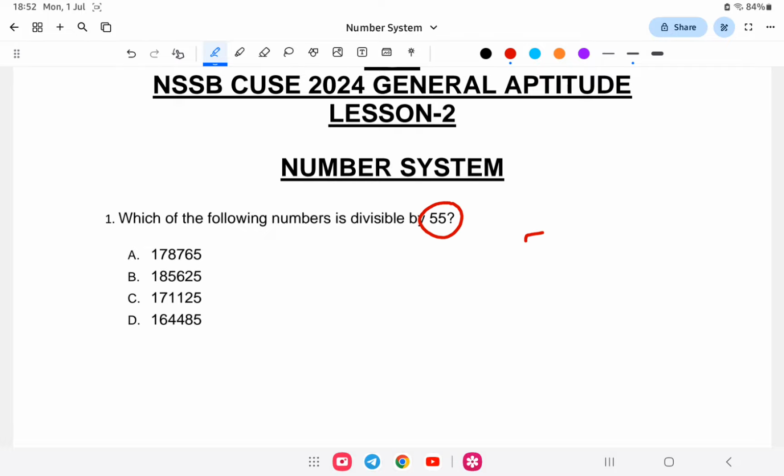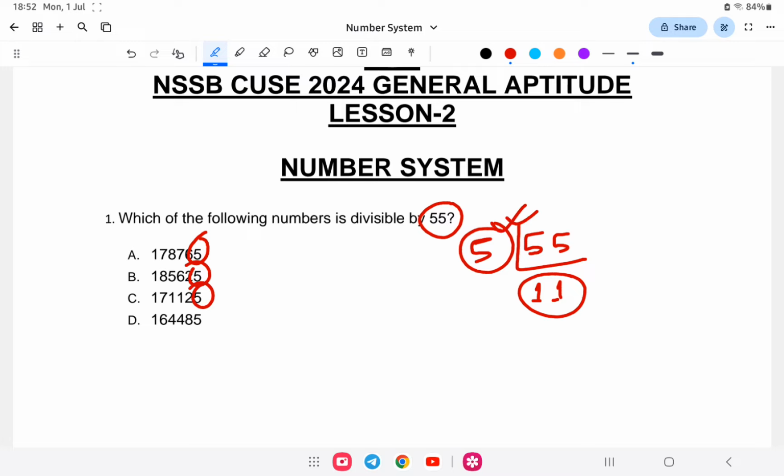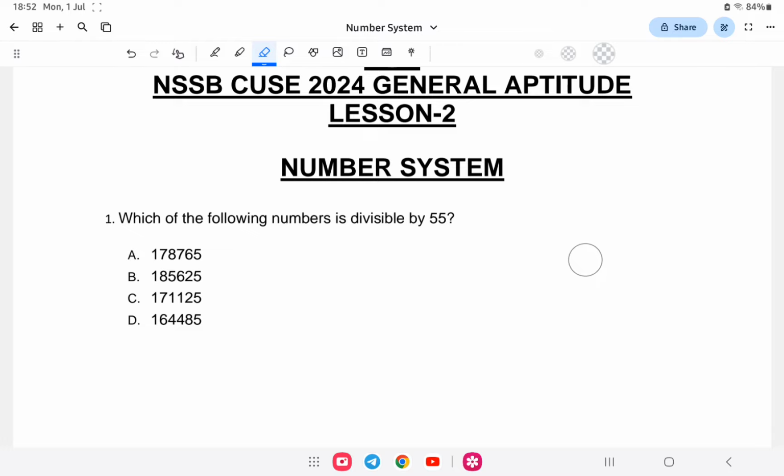55 is the LCM of 5 and 11, that is 5 times 11 is 55, so the number must be divisible by both 11 and 5. Suppose the last digit is 5, then it is divisible by 5. We know that if the last digit is 5, it will be very easily divisible by 5. However, we need to check whether it is divisible by 11.